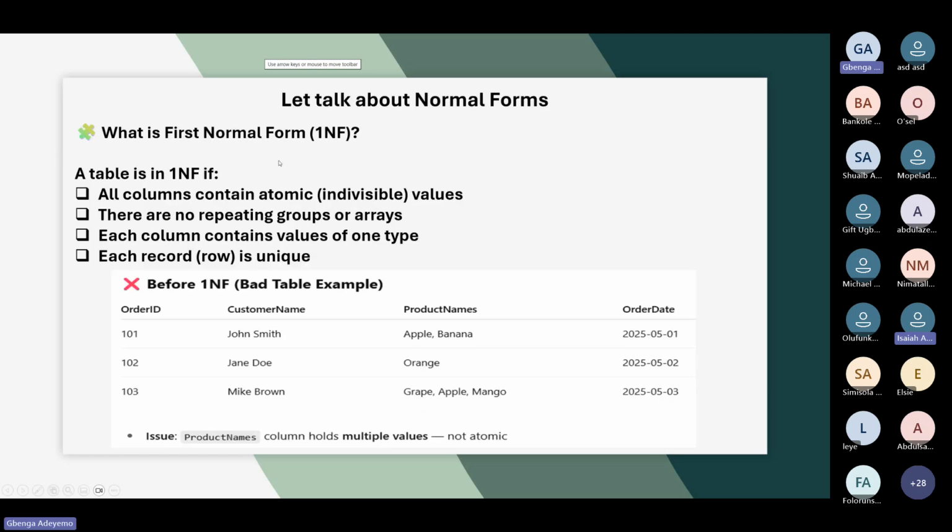So let's look at these 4 conditions that we have here. All columns must contain atomic values. Did we achieve that? Let's try to check the box. Did we achieve that?